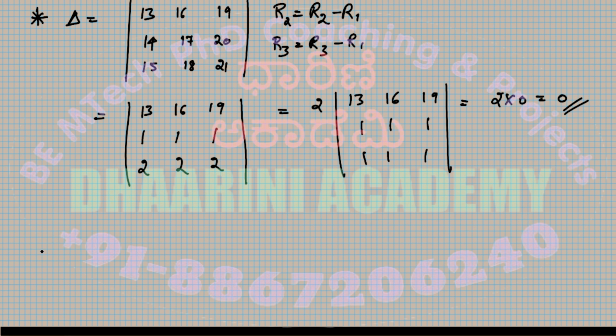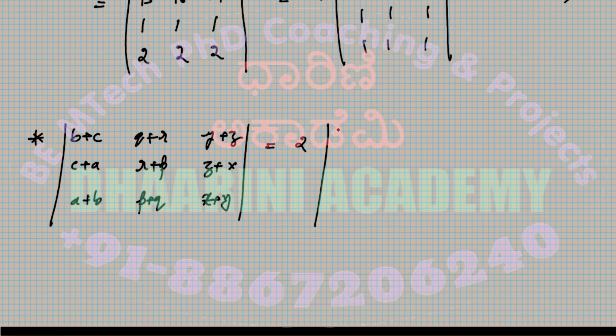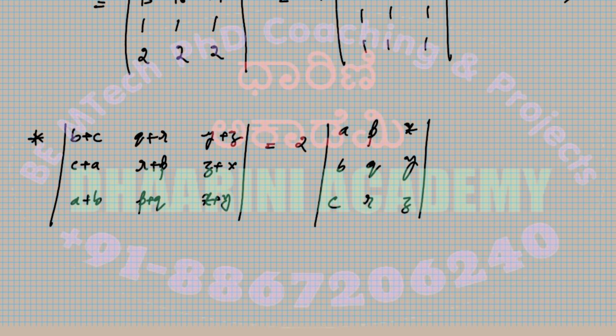All right. Next question. B plus C, Q plus R, Y plus Z, C plus A, R plus P, Z plus X, A plus B, P plus Q, X plus Y. So show that this is equal to 2 times the determinant of A, P, X, B, Q, Y, C, R, Z. Using the properties, show this.